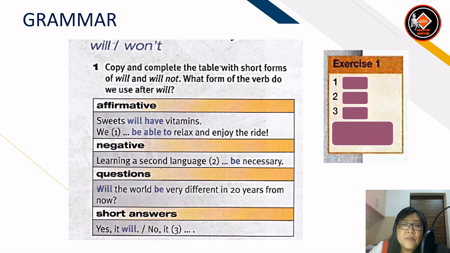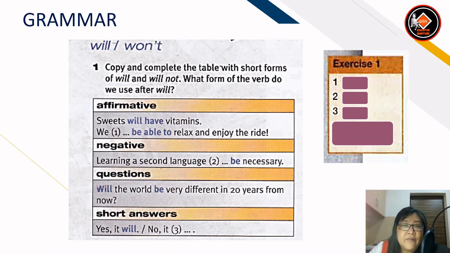Copy and complete the table with short forms of will and will not. What form of the verb do we use after will? So let's look here. We have 4 types of sentences. We have affirmative, which is positive, negative, questions, and short answers.